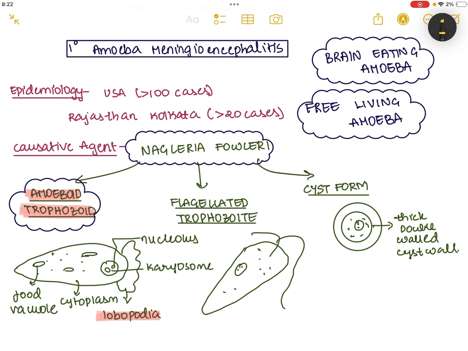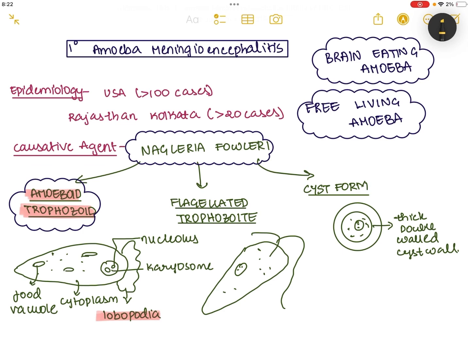So what is happening here? This Naegleria fowleri exists in three forms. One is the amoeboid trophozoite, which is very important, second is the flagellated trophozoite, and third is the cystic form. So this amoeboid trophozoite is the diagnostic and the infective form you have to remember in this disease. So this is responsible for the infection.